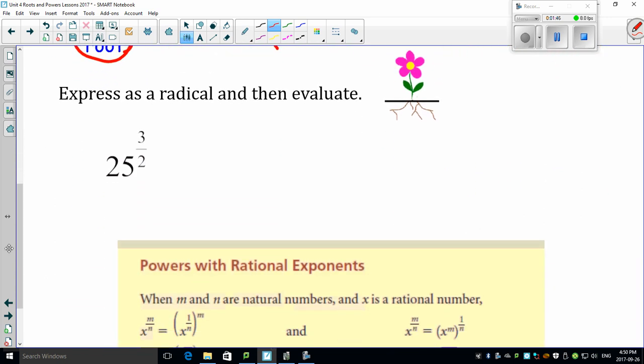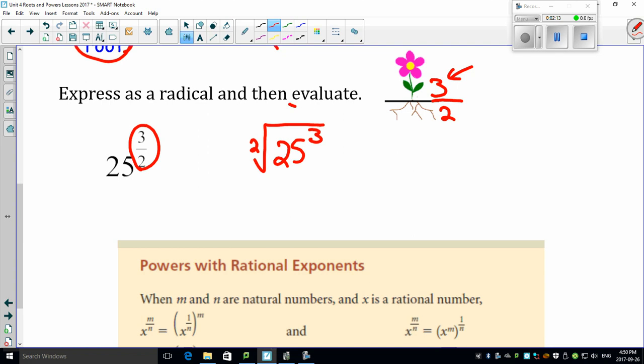Take a look at this question now. It says express as a radical, then evaluate. Don't forget your flower power. So look, right? 3 over 2. There's your 3 over your 2. So your 2 is your root. Your 3 is your exponent. So check this out. This would be the square root of 25 to the power of 3. That's how you do it.